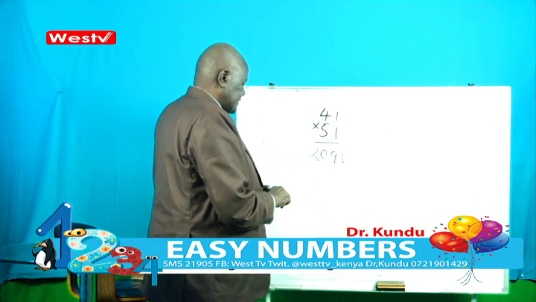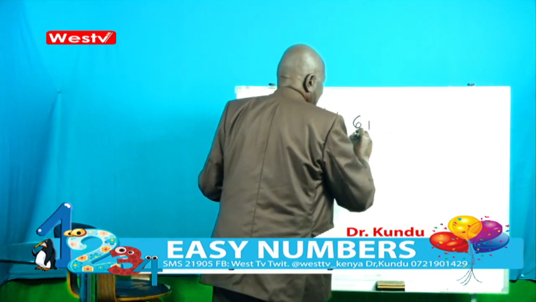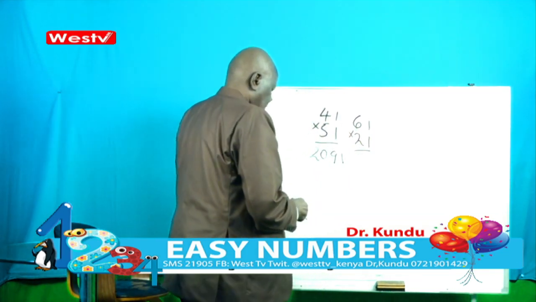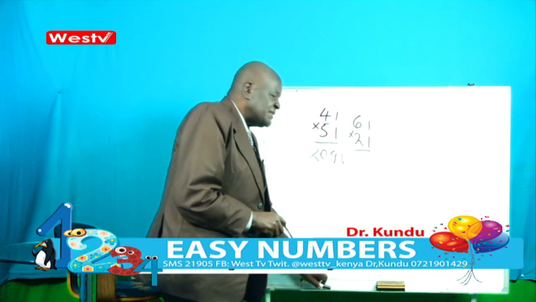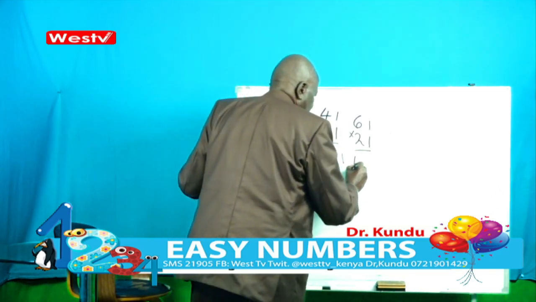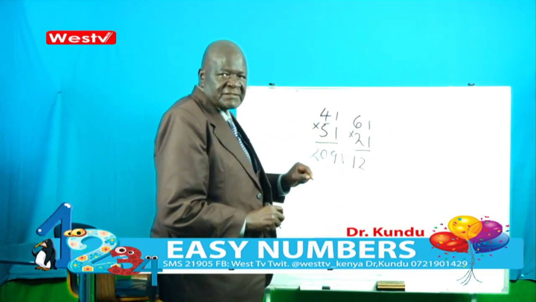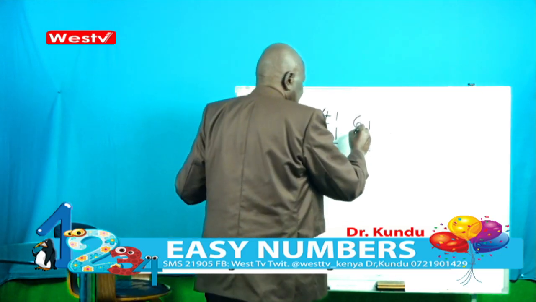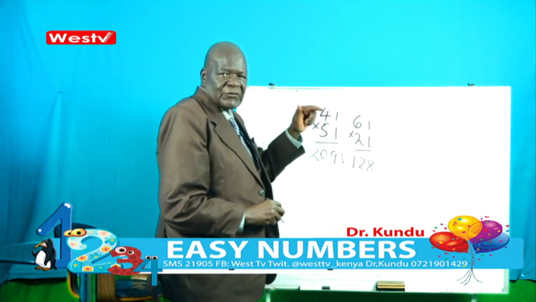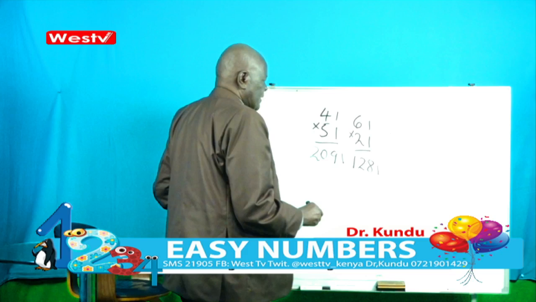Let us take another example. We probably have 61 multiplied by 21. Step 1, multiply the tens digits. 6 times 2, 12. Step 2, add the tens digits. 6 plus 2 is 8. Step 3, drop 1. So the answer is 1281.